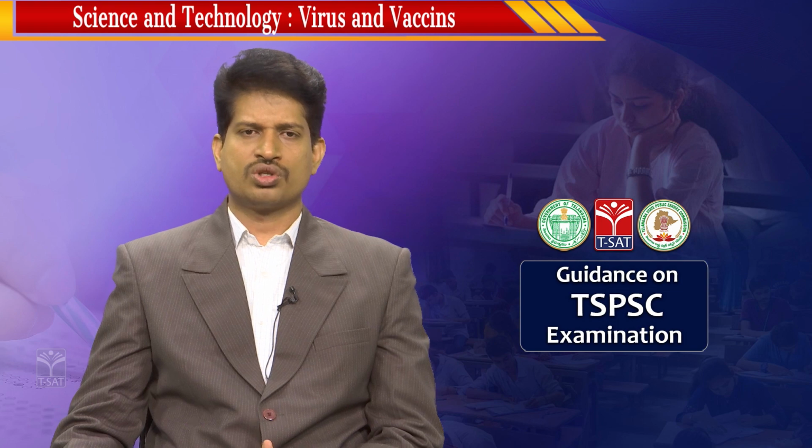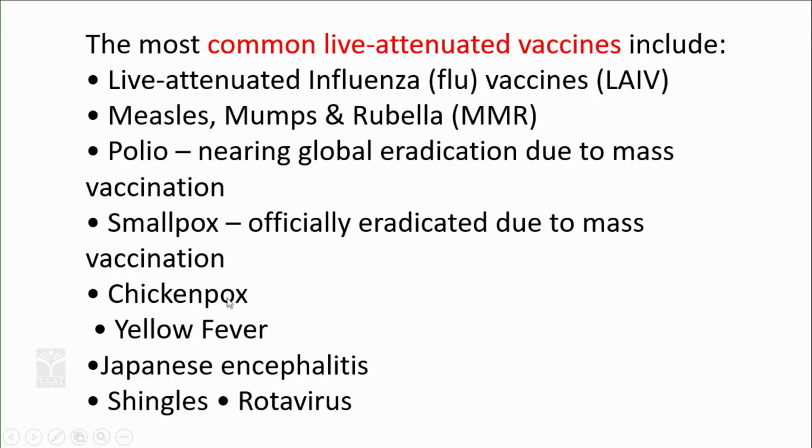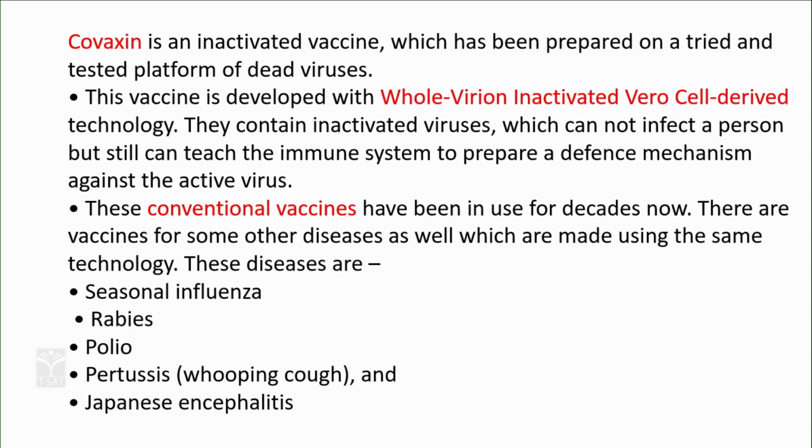So, these are the most common live attenuated vaccines. These are the different examples of vaccines which are live attenuated. So, you might be able to give some information regarding these. What are the different examples of live attenuated vaccines? The smallpox vaccine, or the chickenpox vaccine, or the yellow fever, or Japanese encephalitis, or polio, or measles can be given as an example of a live attenuated vaccine.